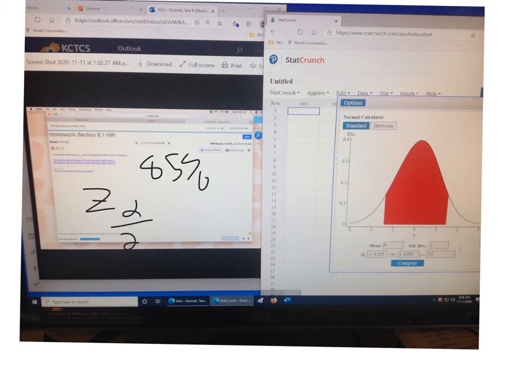There are different ways. You can use the tables and do it by hand, I guess is what they have here available. You can do it with the calculator or StatCrunch. I guess StatCrunch is a pretty easy way to do this.